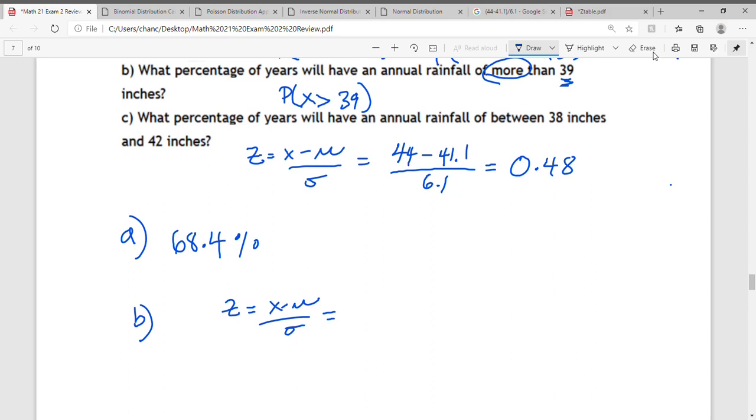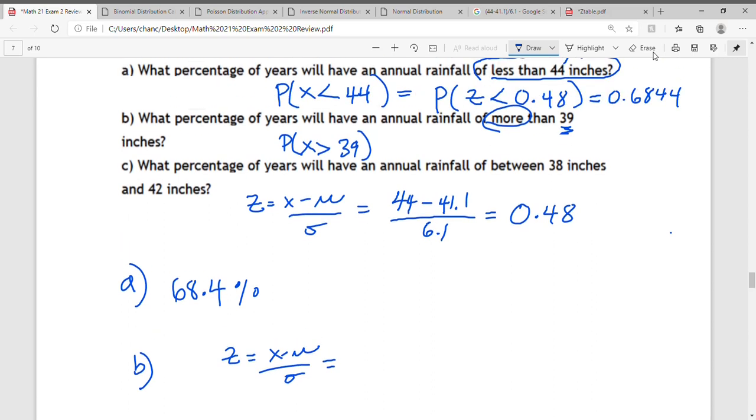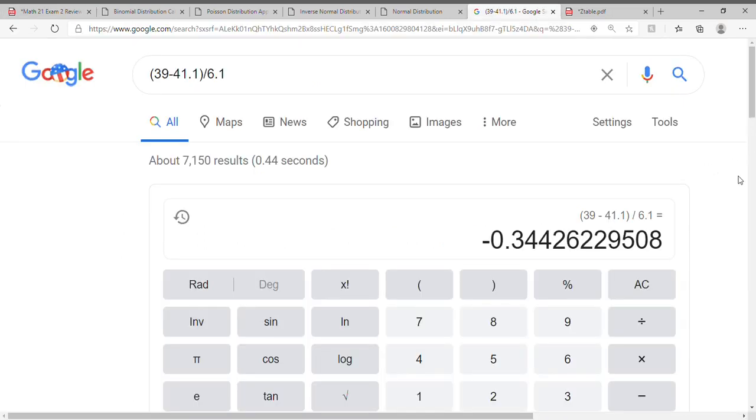So let's plug in our values. X is 39. The mean is 41.1 and our standard deviation is still 6.1. Let's find the z-score for this number. And so our z-score is negative 0.34.